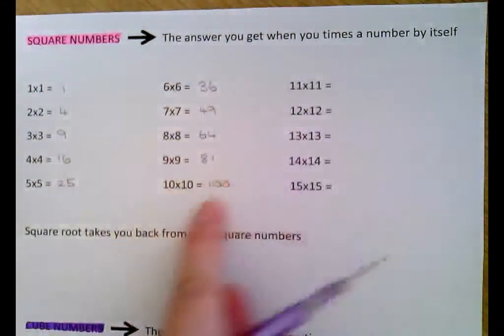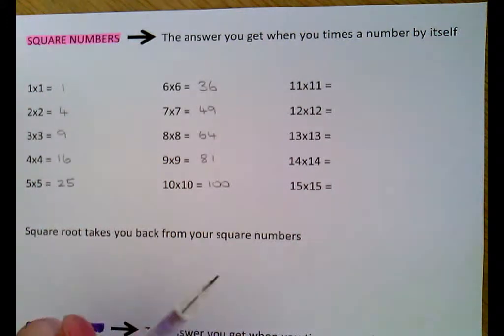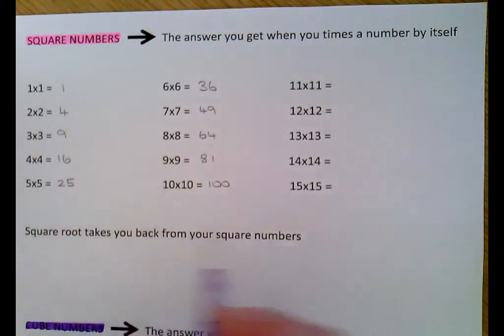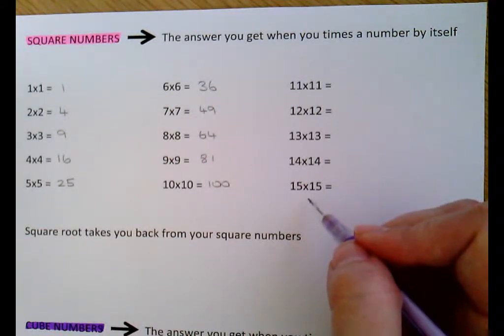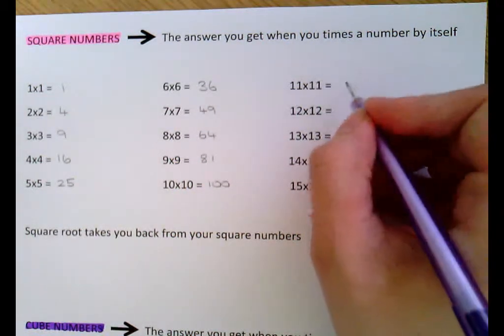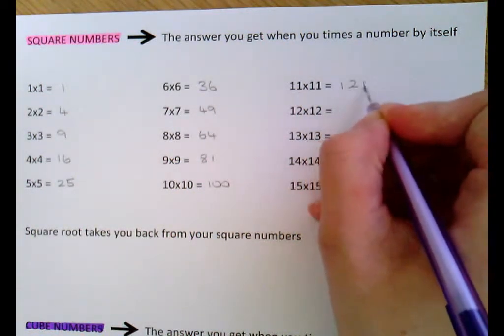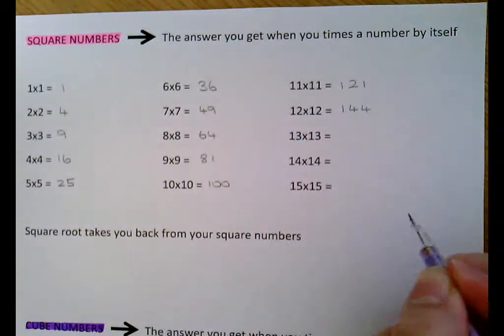You should know those ones off the top of your head, no problem, because you're expected to know up to your 10 times tables without having to work them out. These ones here, if you don't know beyond your 10 times tables, then you'll have to think of a way to help you remember them. So 11 times 11 is 121. 12 times 12 is 144.